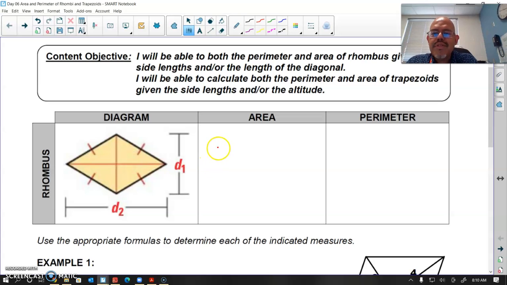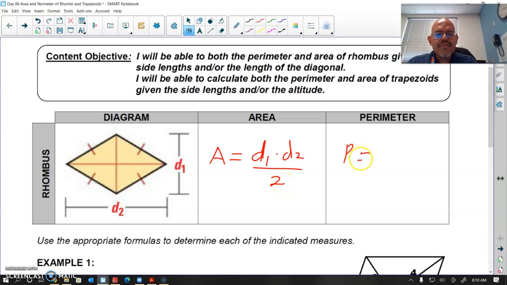So the area of a rhombus is given by the formula diagonal 1 times diagonal 2 divided by 2, and of course the perimeter is equal to one side times 4. And that's about it.